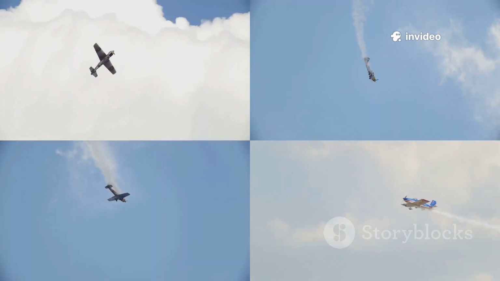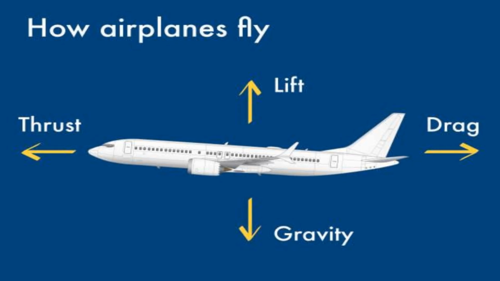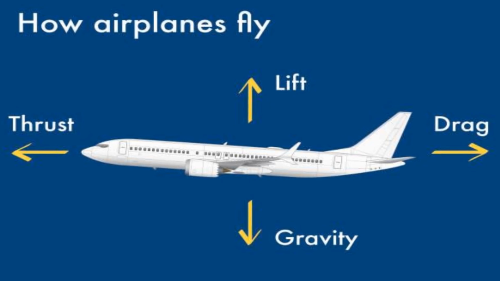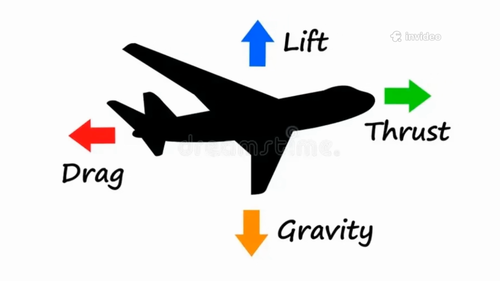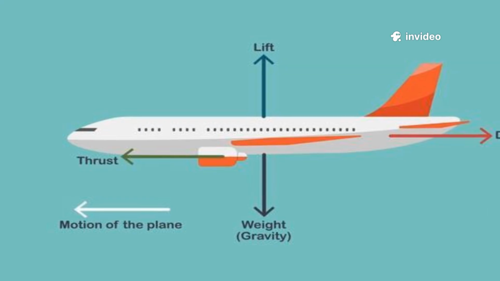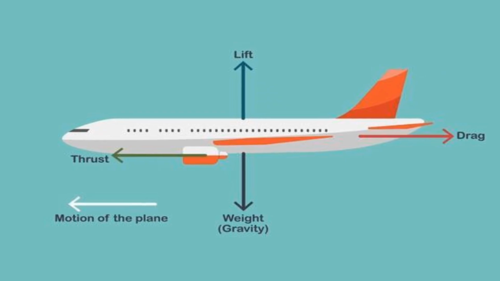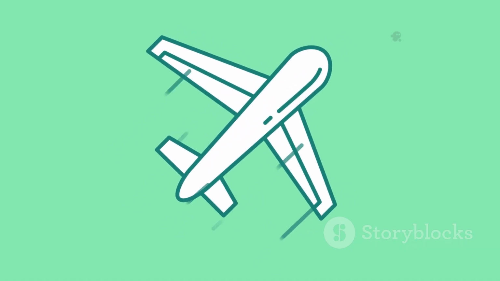To understand how airplanes fly, we first need to know the four fundamental forces of flight. Lift. This is the upward force that opposes the force of gravity and keeps the plane in the air. Weight. This is the downward force caused by gravity acting on the plane's mass. Thrust. This is the forward force produced by the engines that propels the plane forward. Drag. This is the air resistance that opposes the plane's forward motion.